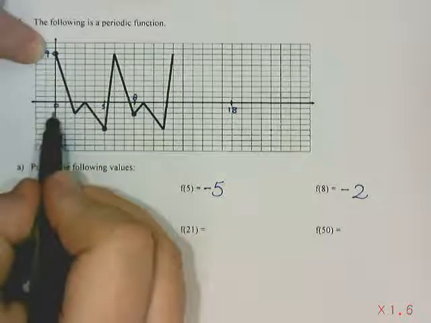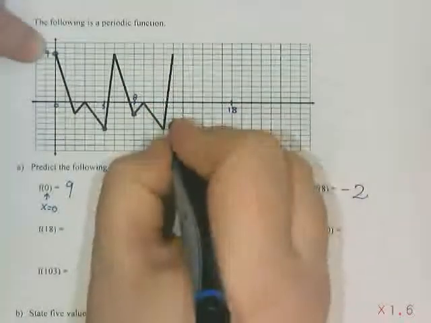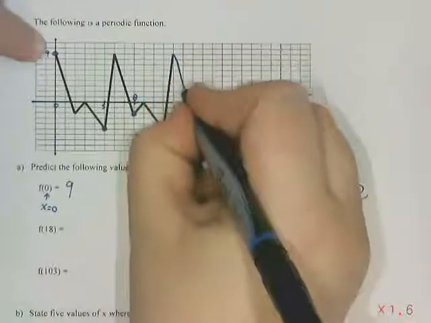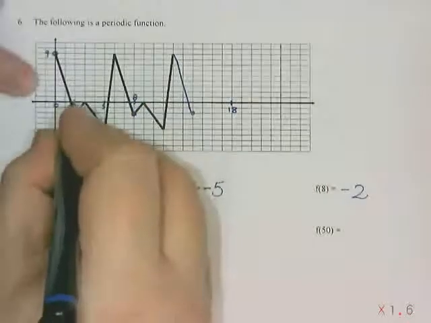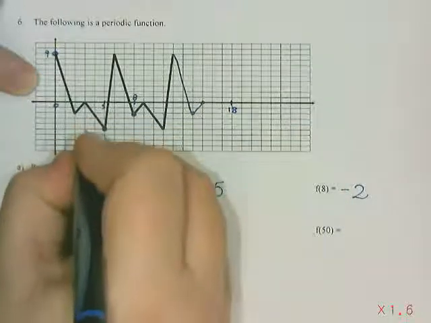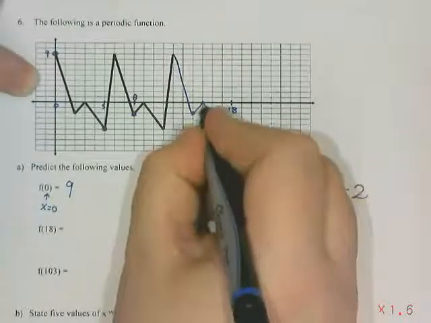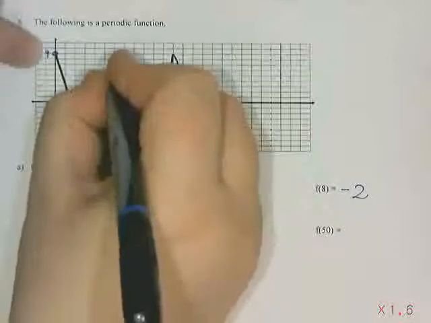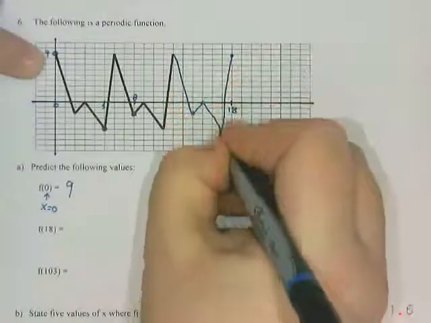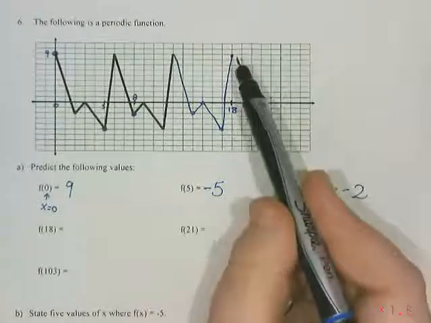So we're going to drop down to -2, and we're going to move over 2 squares. And then we go up 2 and over 1. And then we drop down 5 and over 2. And then we go up, up, up, up, up, all the way back up to 9 in 1 square. And that actually takes us to 18. So what is f at 18? It's 9.